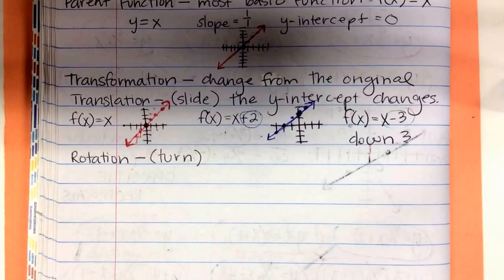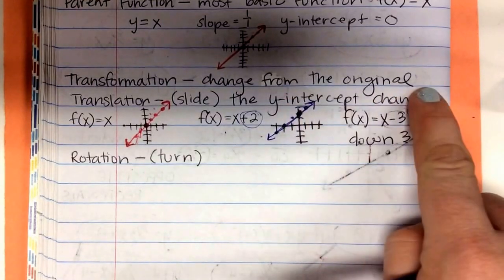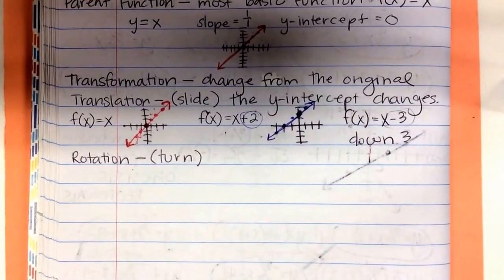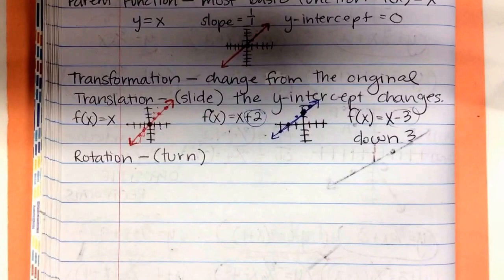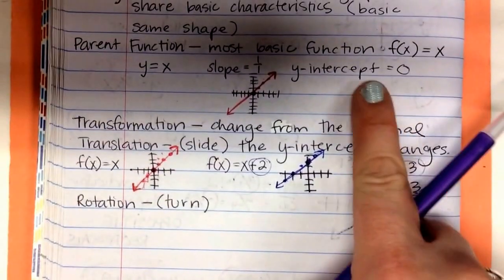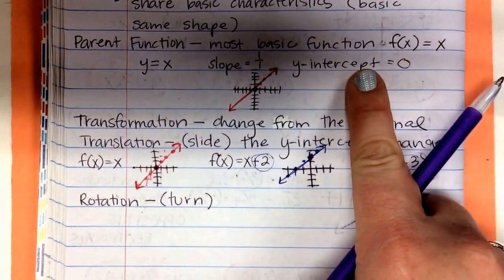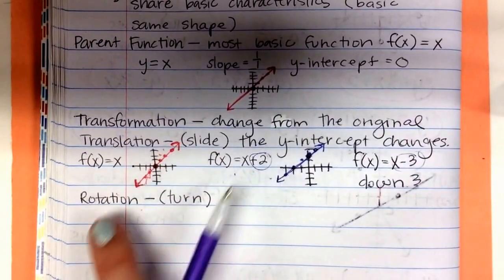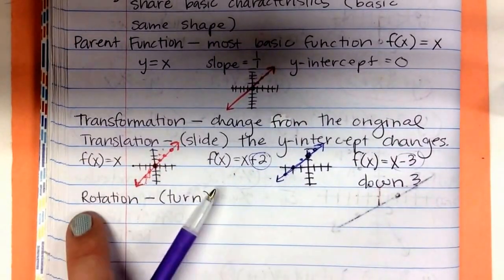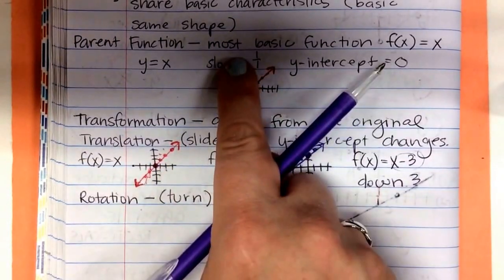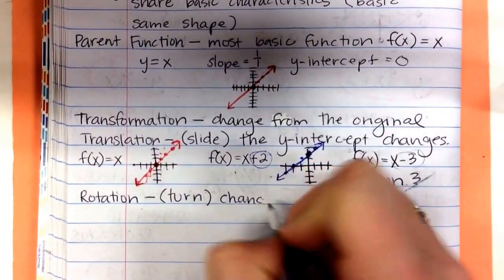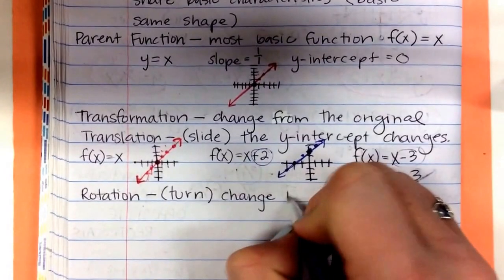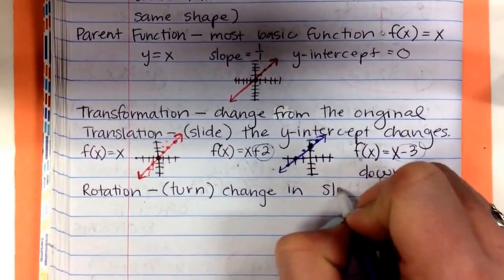So in a translation, the y-intercept changes. In a rotation, what do you think happens? There's not an x-intercept in y equals mx plus b. Right? Our y-intercept changes in a translation. What do you think about a rotation? What's the other thing that could change? The slope changes. A change in slope.